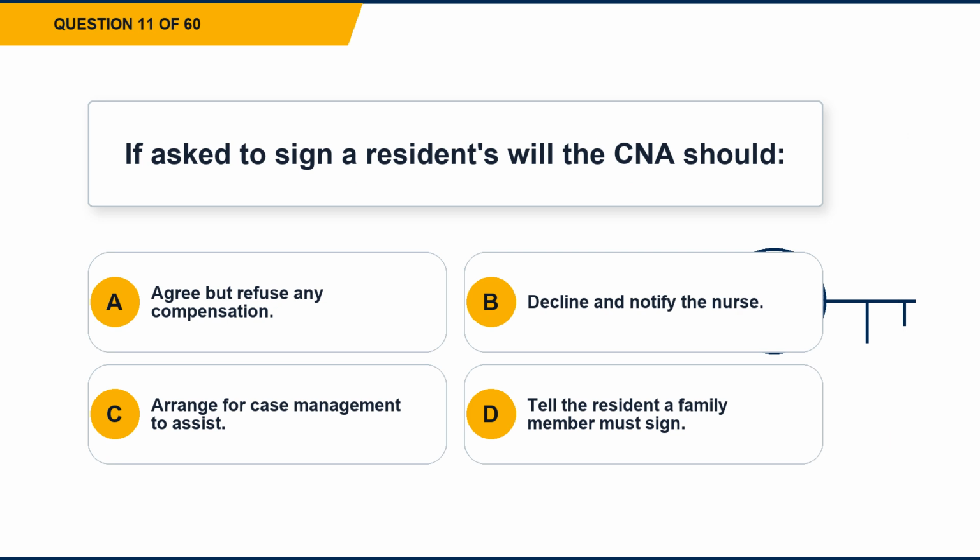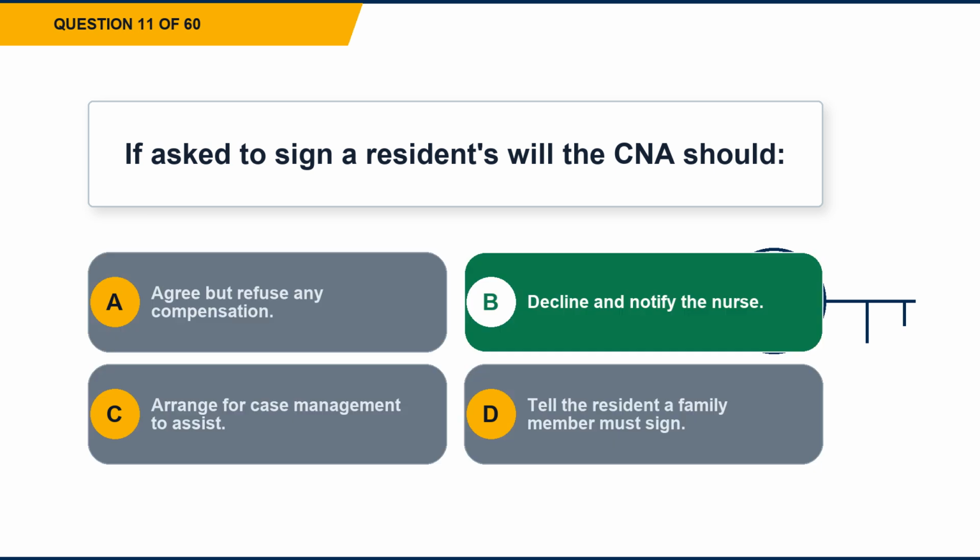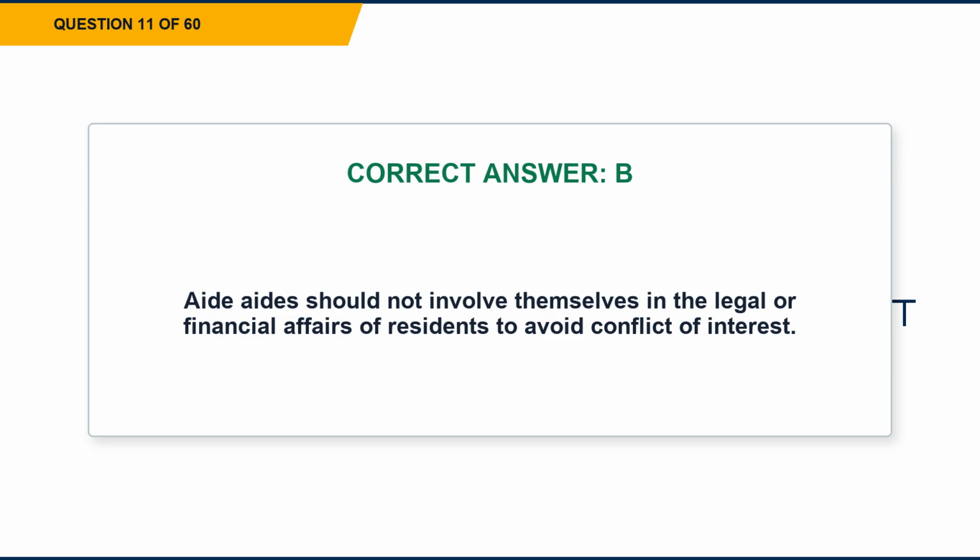Question 11. If asked to sign a residence, what should the CNA do? Option A. Agree but refuse any compensation. Option B. Decline and notify the nurse. Option C. Arrange for case management to assist. Option D. Tell the resident a family member must sign. The correct answer is option B. Decline and notify the nurse. Explanation. Aides should not involve themselves in the legal or financial affairs of residents to avoid conflict of interest.